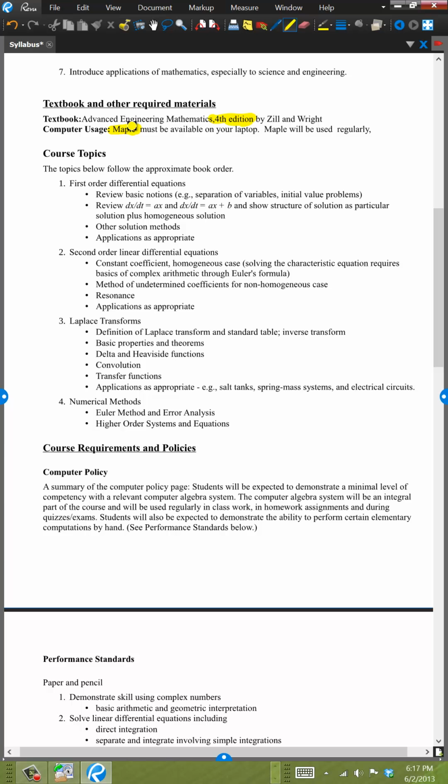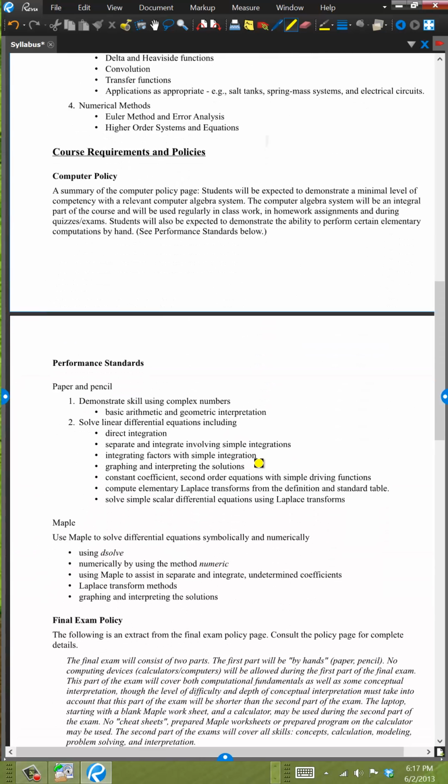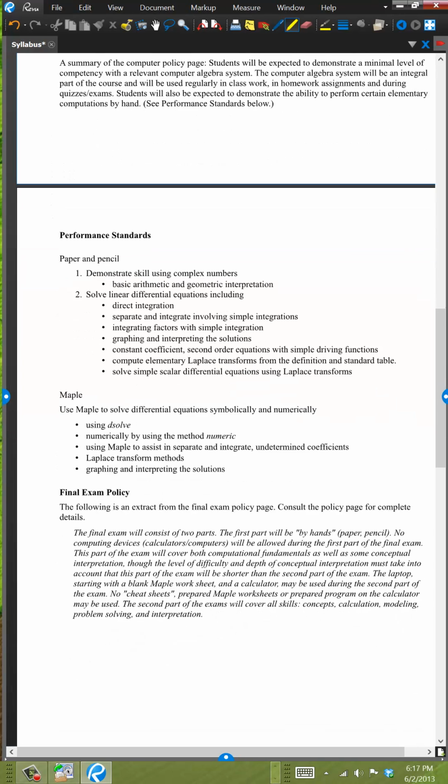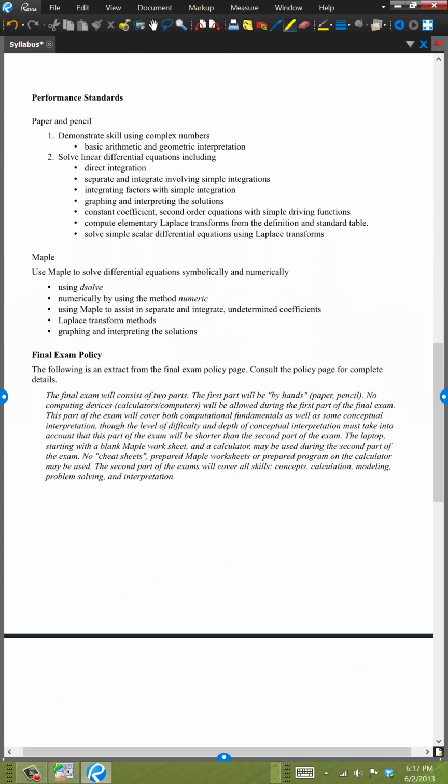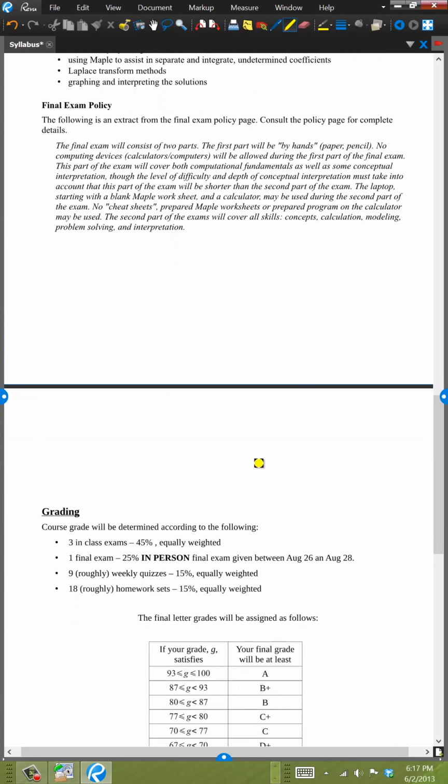Okay, course topics, normal stuff. Let's just go ahead and skip that. Let's see. Performance standards, boring, boring. Final exam policy.